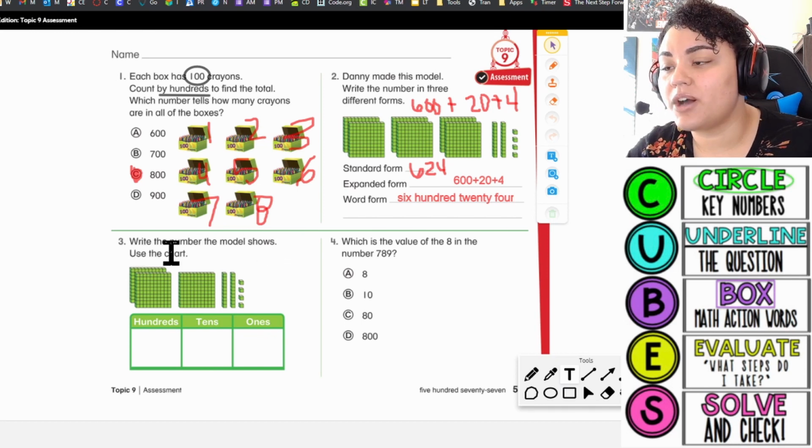Write the number the model shows. Use the chart. Okay, we have 100, 200, 300s, then 10, 20, and 1, 2, 3, 4. So we have 324 this time.